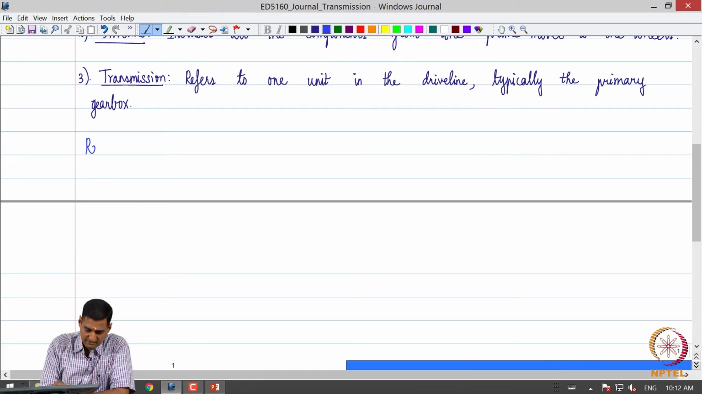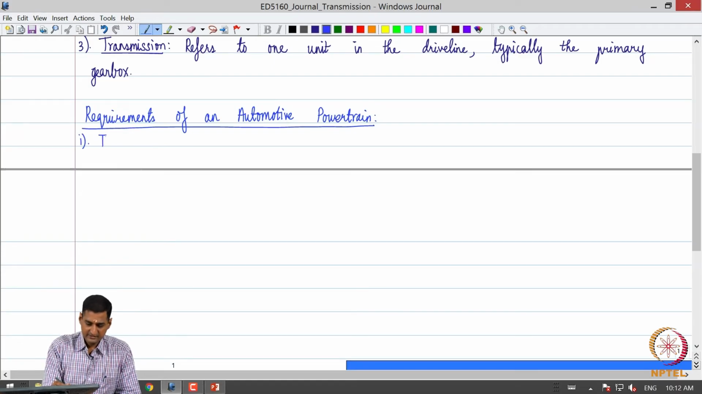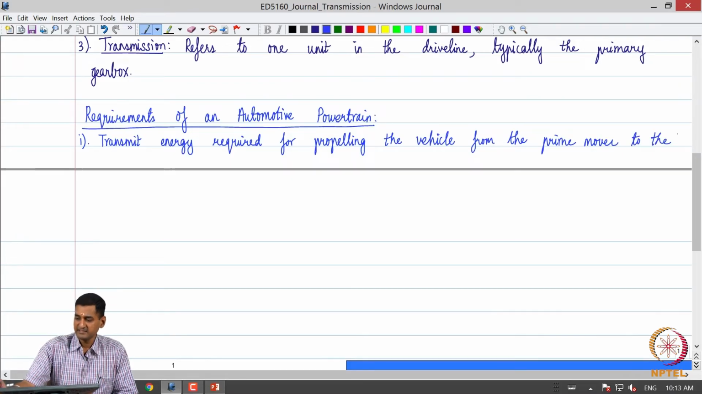Those are questions which are important for us to understand. To answer those questions, first let us understand what the expectations from an automotive powertrain are. Let us list down all the requirements from an automotive powertrain. The first requirement is that it should transmit energy required for propelling the vehicle, and this energy should come from the prime mover and be transmitted to the wheels. That is an important requirement of an automotive powertrain.